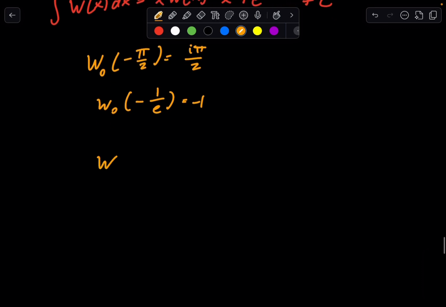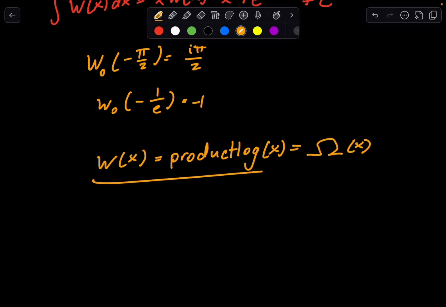Something else to note is that the Lambert W function is commonly referred to as the product log, because we use log on e to the x, and we multiply by x. It's kind of like a product on something we use log on, hence product log. You can enter it in Wolfram Alpha like this. It's also referred to as the omega function by my friends. So there are many names for it, and it's a pretty cool function.